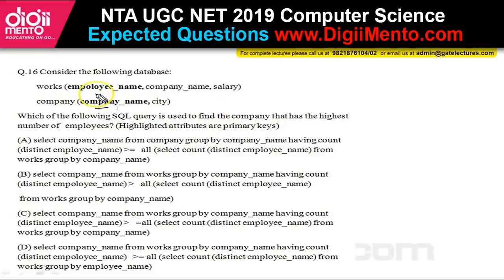So these are my primary keys. We have to pick out one of the SQL queries which is used to find the company that has the highest number of employees. Whenever these kinds of questions are asked, the best thing is to make a table. You can make any example table, and on the basis of that you apply these queries on that table and check whether your answer is matching or not. So let's say I am making the table works.